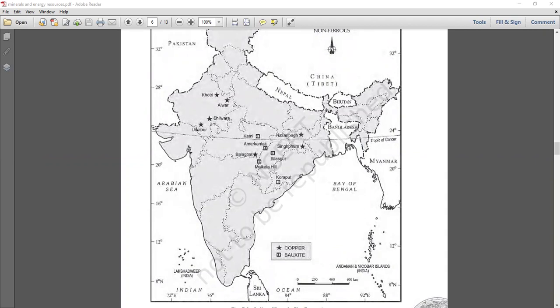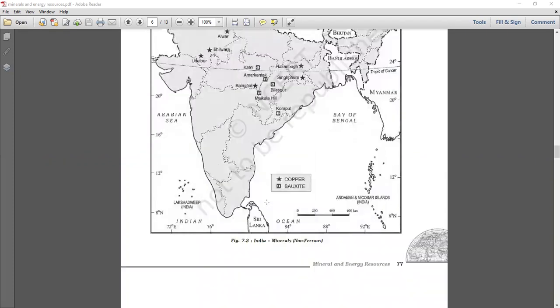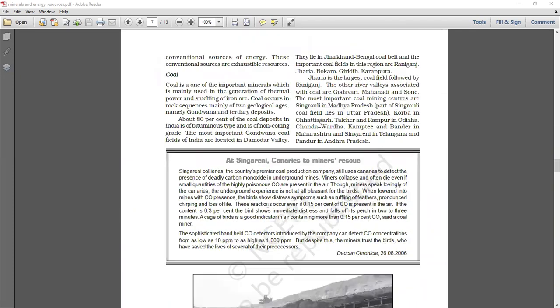This is Rajasthan. This is Madhya Pradesh, and in Madhya Pradesh bauxite is found in Katni, Amarkantak, and copper is found in Balaghat. So these are the areas denoted on the map. So you have to prepare this.